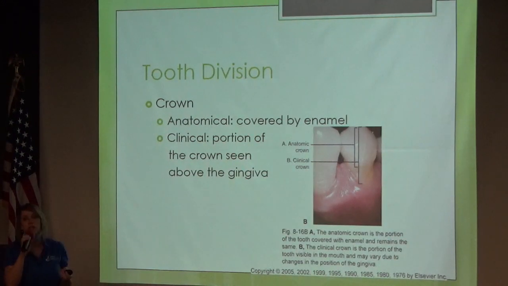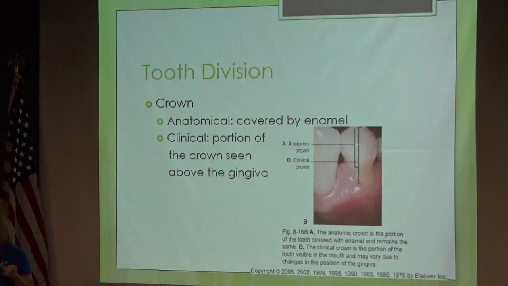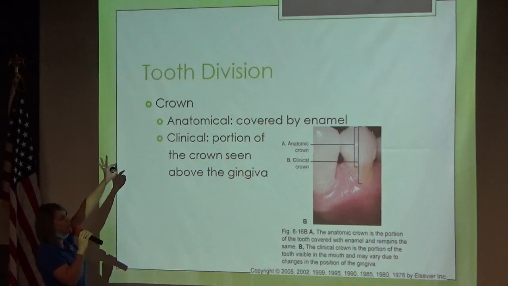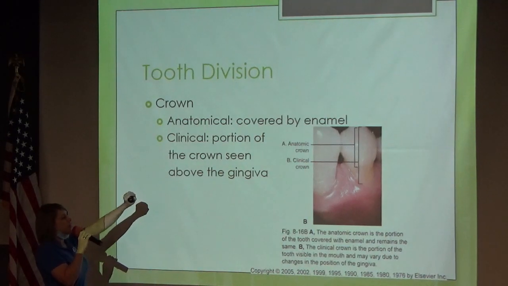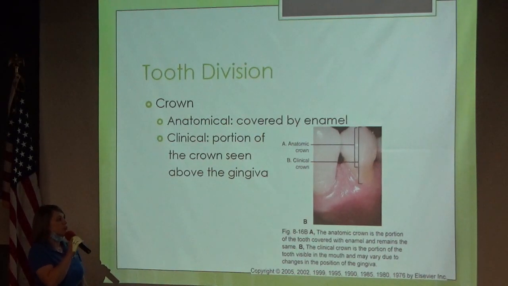All right, so now we're going to look at tooth division. We're going to look at that individual tooth, and we're going to look at the crown portion. This was chapter 8, figure 8-16 a while back. Does anybody see that in their textbook? This same image. I think exactly the same. The number might have changed.